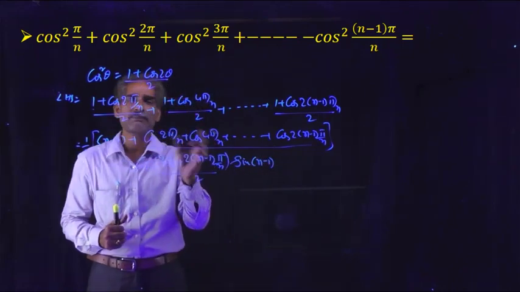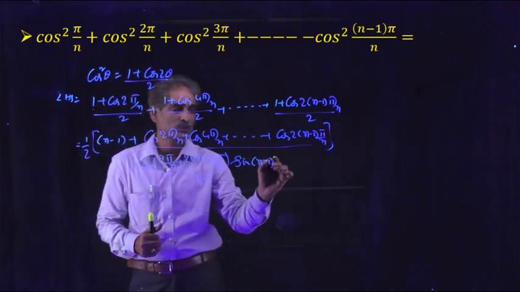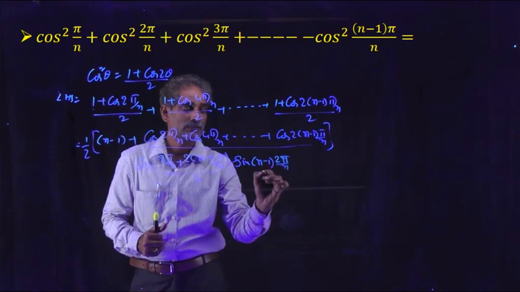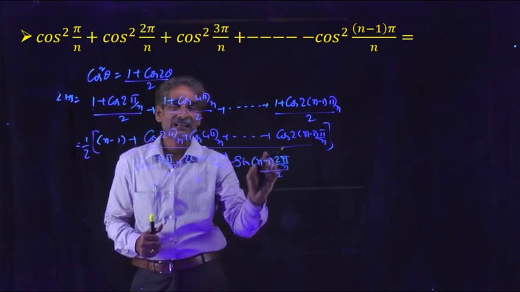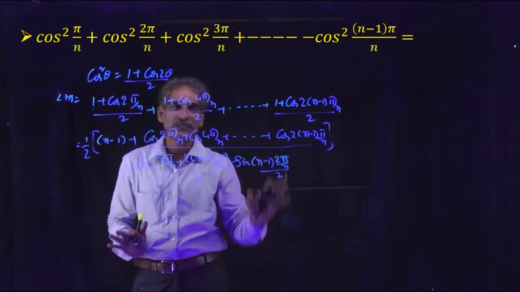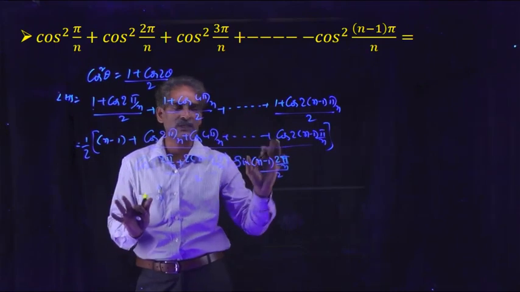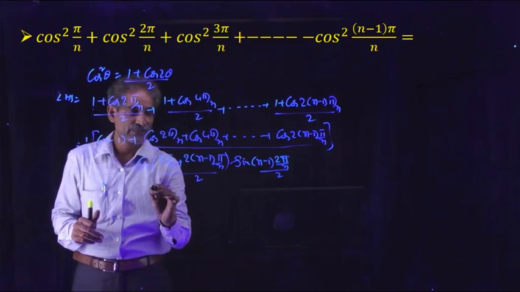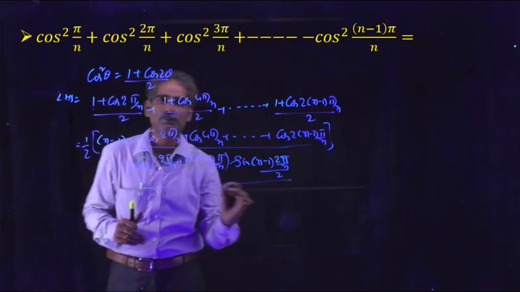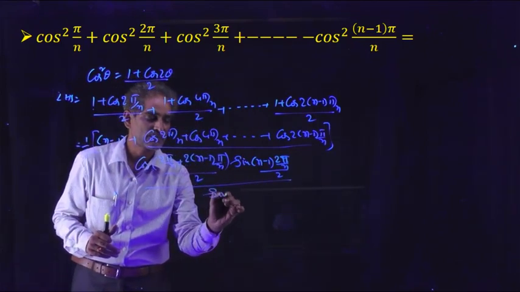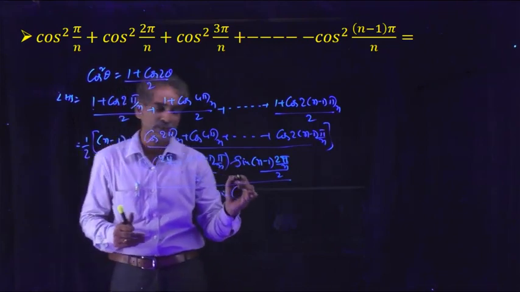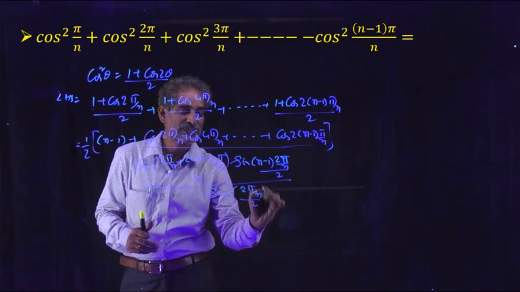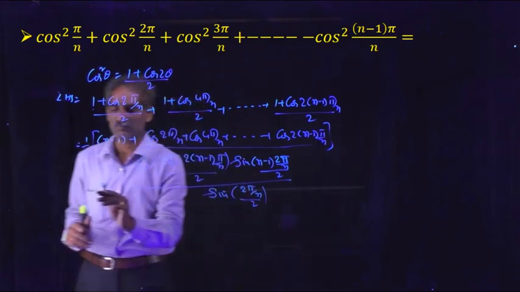Here 4 pi by n minus 2 pi by n gives 2 pi by n. So 2 pi by n by 2. N beta by 2. Here n means the number of terms. There are n minus 1 terms. So n minus 1 into beta by 2, whole divided by sine beta by 2. Okay. Sine of beta means 2 pi by n by 2 is there. Okay, now simplify this.